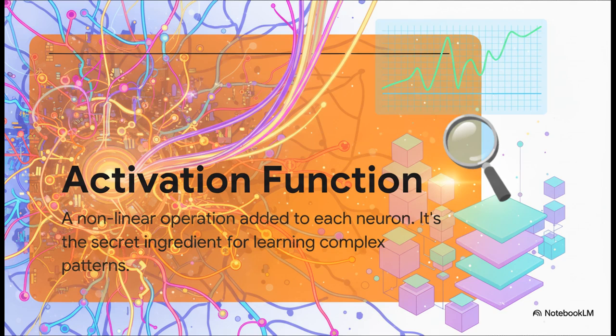It's a tiny bit of nonlinear math that we apply to the output of every single neuron. Its only job is to break the straight line, to introduce a bend or a curve into the system. This is what gives the network its power.